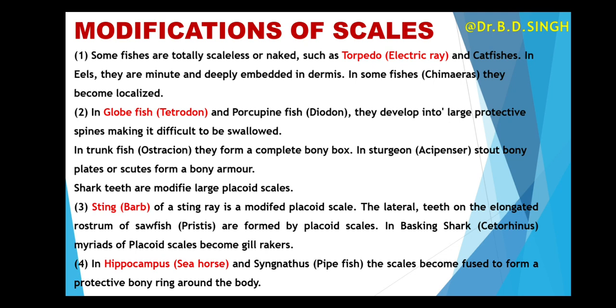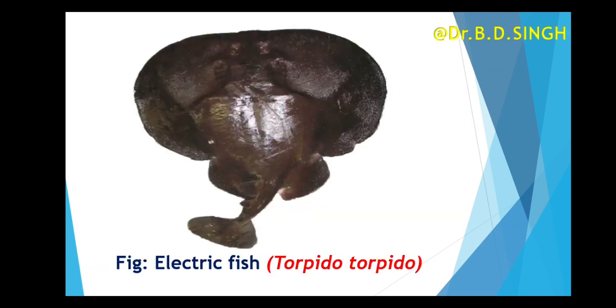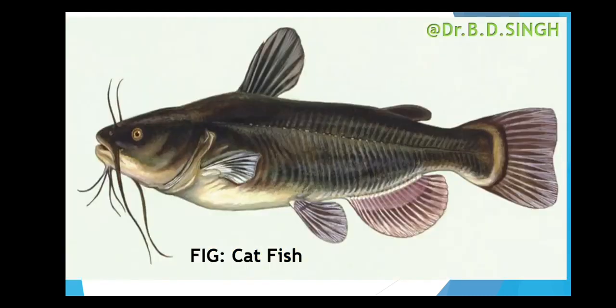Point number 4, in Hippocampus, the seahorse, and Syngnathus, the pipefish, the scales become fused to form a protective bony ring around the body. So you can see the structure of the electric fish, torpedo, and it generates electricity in the water current. You can see the structure of catfish.